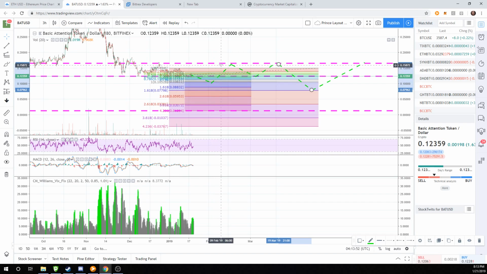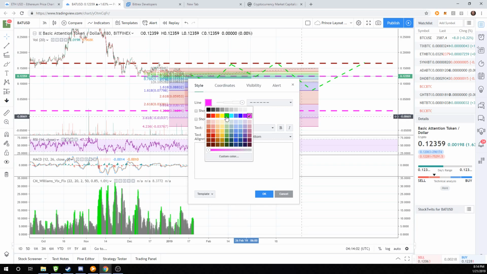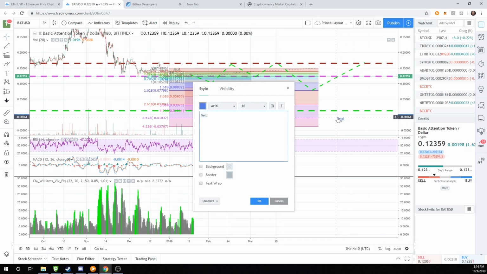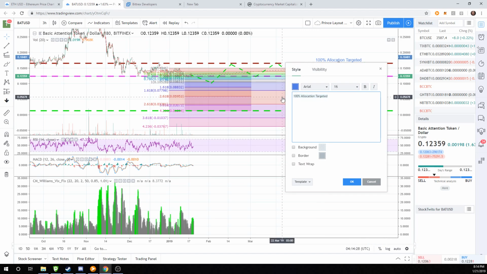But what have we really said here? What we really said is, this here is the point that we're out, and this here is the point that we're in. 100%. Let's label these. This is 100% of our allocation targeted. And this here, well, this is 0% of our allocation targeted.